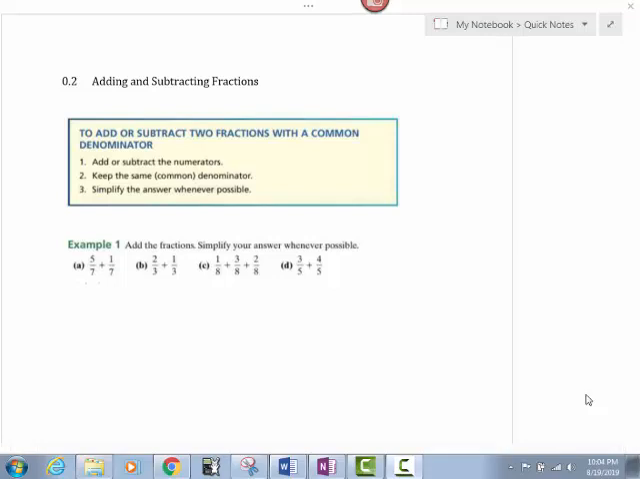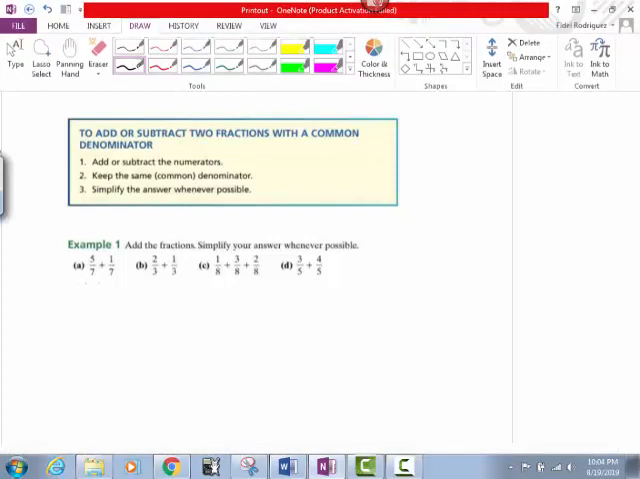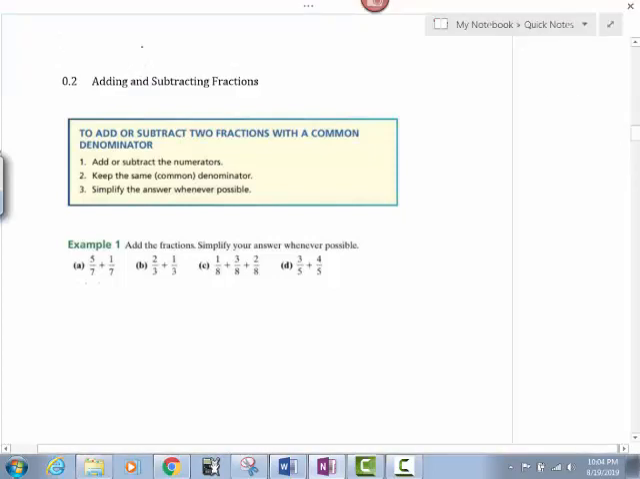0.2 talks about adding and subtracting fractions. So the first problems we're going to do, we're going to have a common denominator, meaning the number on the bottom is already going to be the same. So it says to add or subtract fractions with a common denominator. Add or subtract the numerators, keep the same or the common denominator, and simplify our answer if we can. So let's take a look at the first problem.